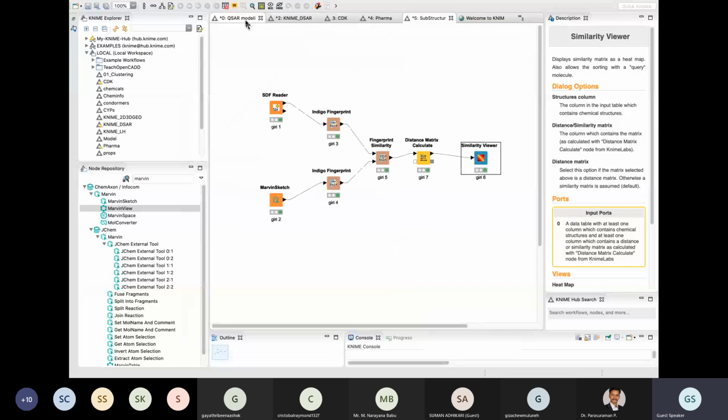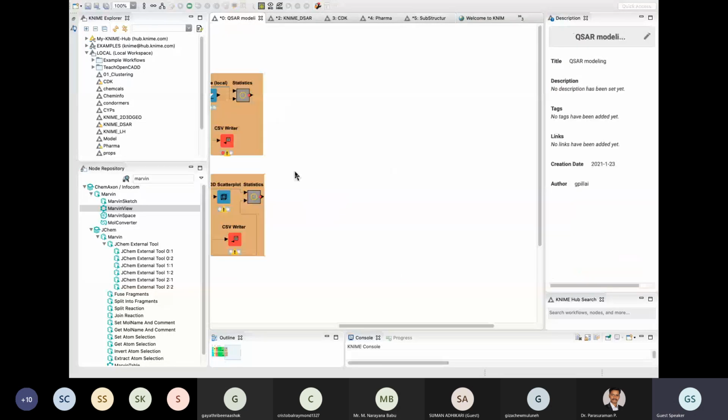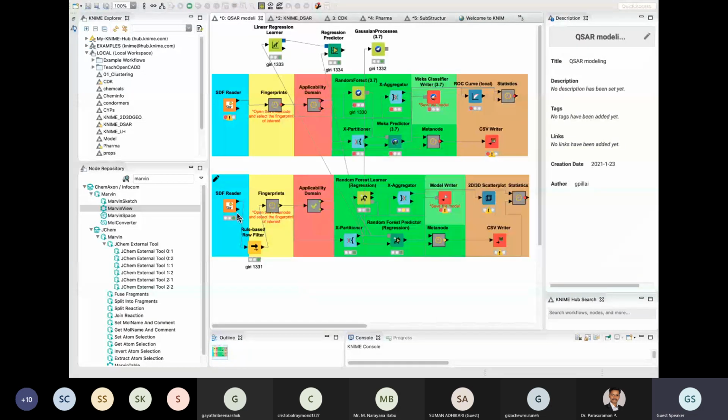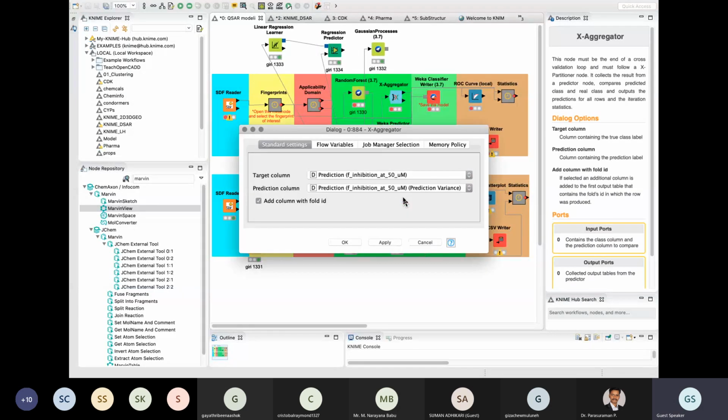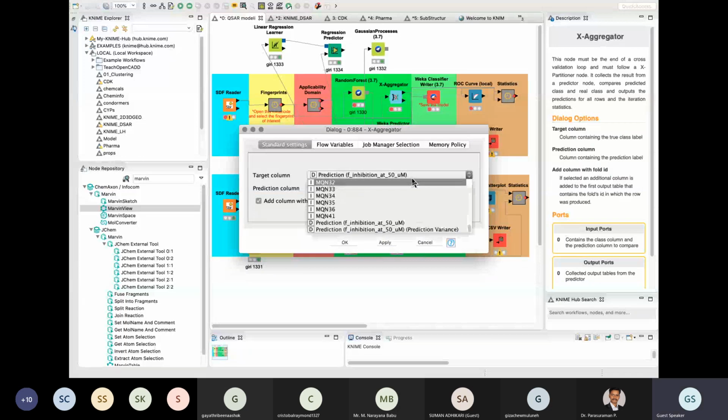Another thing is, let me check, the QSR model. I don't know whether I have run it. Let me try to run it. Okay, mostly it seems it's running, but some issue with the aggregator. Let me check. Okay, predicted and predicted variance. That is correct. Okay, target column is not taken. That is a problem. So this one and this one.